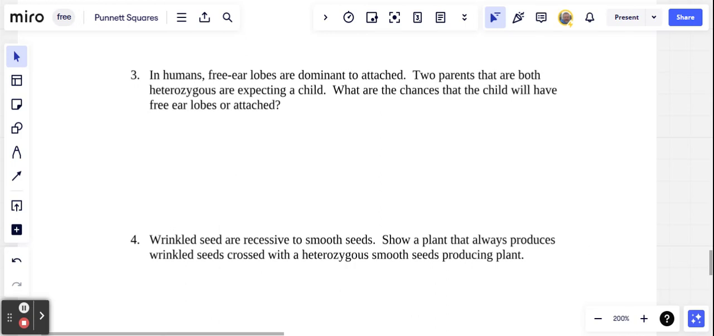All right, here are the answers if you want to check your answers as you complete the worksheet for the Punnett squares. I'm just going to do these quickly, so make sure you're following along and you can check your answers when you're done.